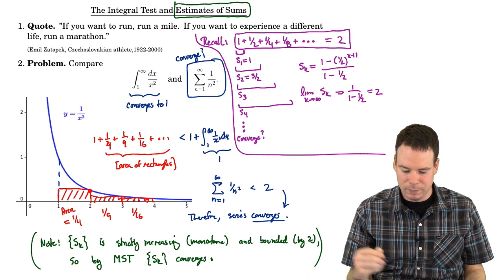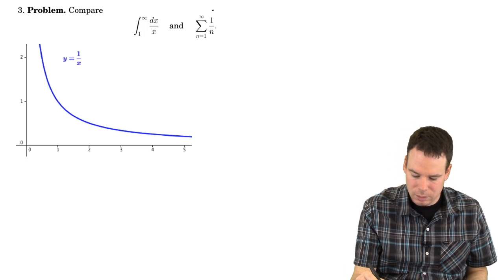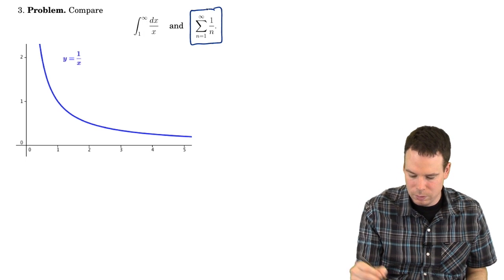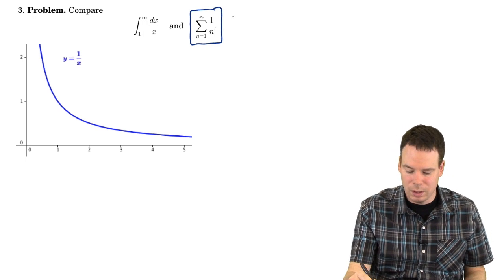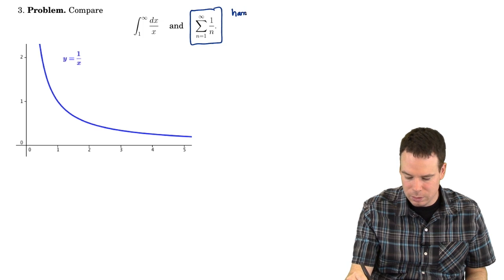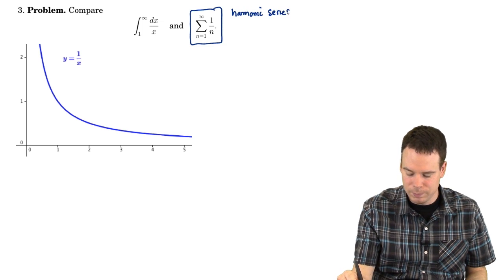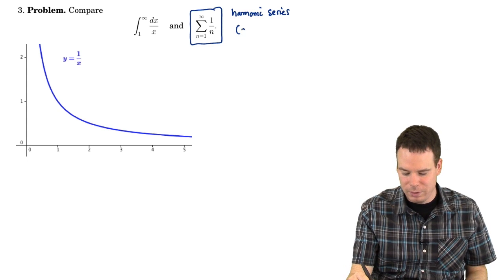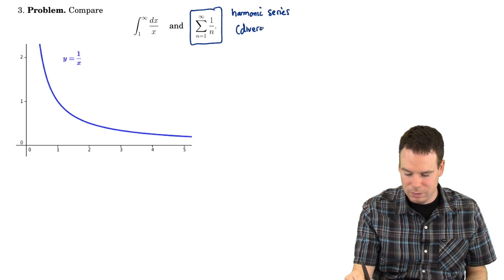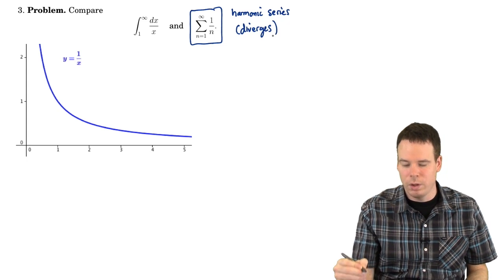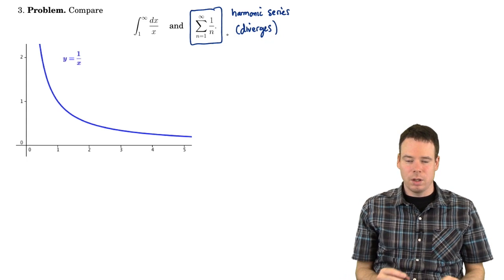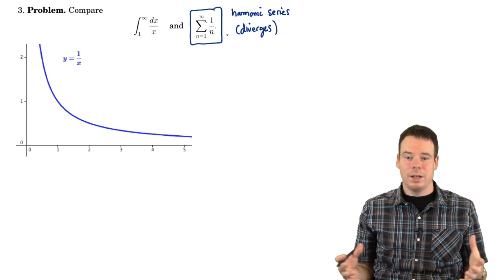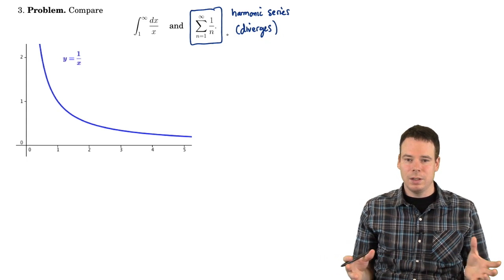Let's look at the next example. This question is asking us to investigate the convergence or divergence of the harmonic series. We've seen this one before, and we've already seen that it diverges. We looked at one argument that showed that the harmonic series diverges. We're going to look at another argument here, completely independent of the first argument.